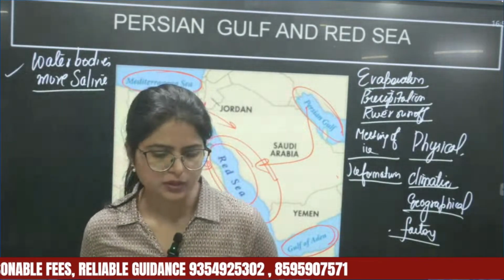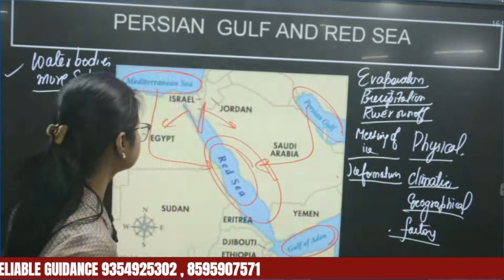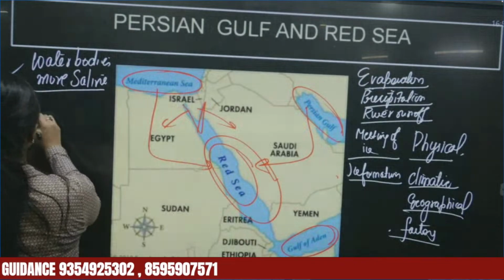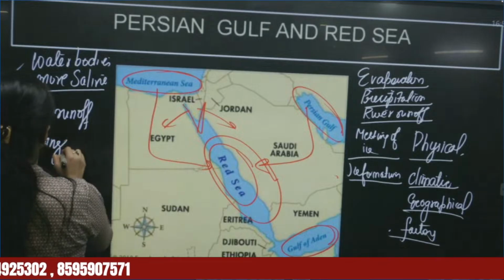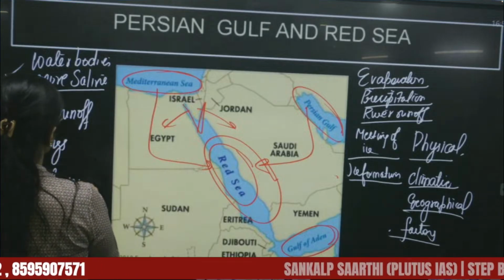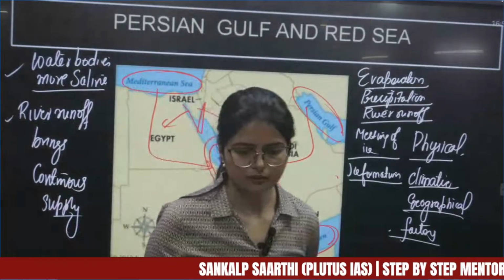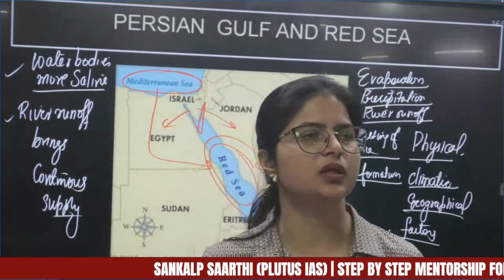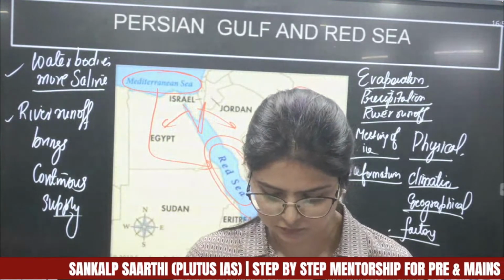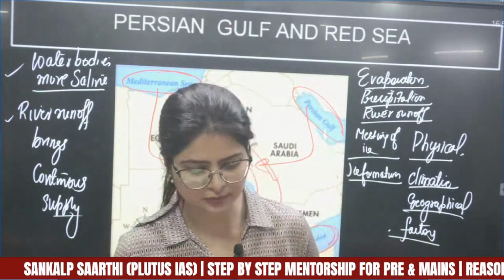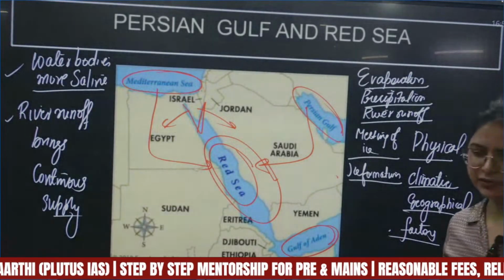River runoff brings continuous supply of fresh water into the coastal zones, diluting the seawater and reducing its salt content.